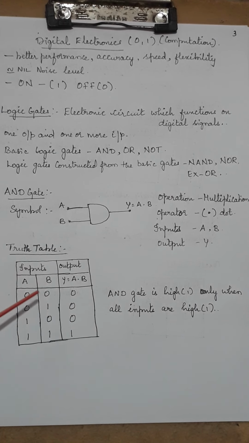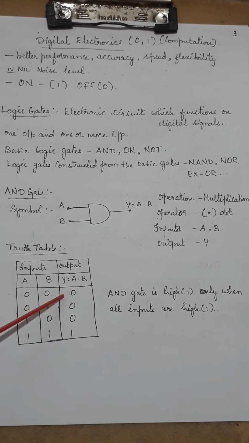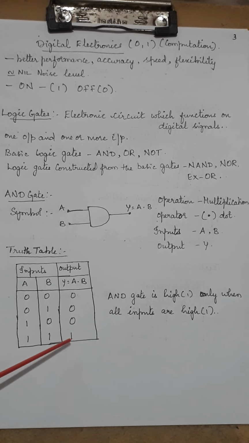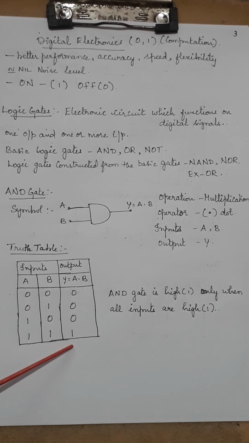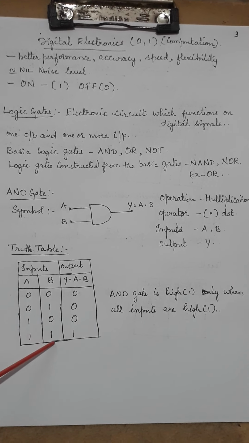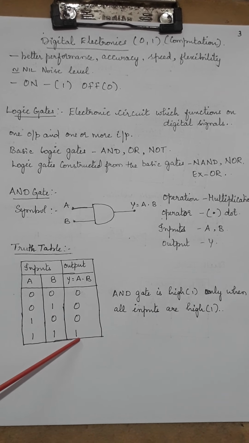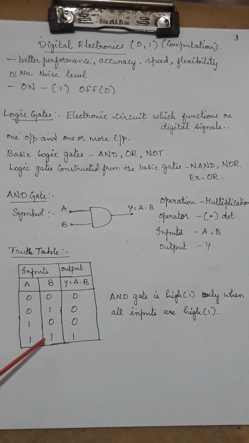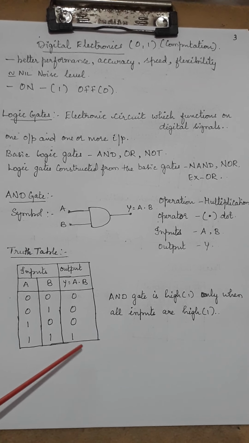In that, if y is equal to A dot B, the answer it gives me is 0, 0, 0, 1. That is, the AND gate is high only in one condition. Only when both the inputs are high does it give you an output of high. That is, it works only in one condition, where both A and B are on, then you will get the output as on.